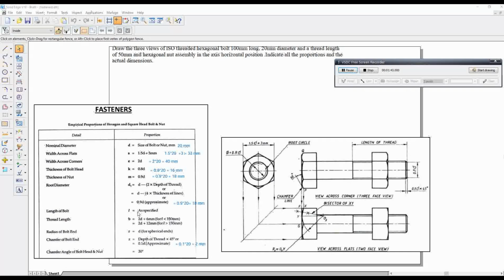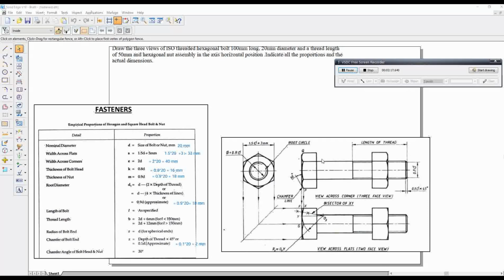Length of the bolt will be given. Thread length: sometimes they give it in the problem, here the thread length is given as 50 mm. Sometimes thread length won't be given. In that case, if the total length of the bolt is less than 150 mm, we have to take 2d plus 6 mm, 2 times diameter plus 6 mm. If the length of the bolt is greater than 150 mm, we should go for 2 times d plus 12 mm.